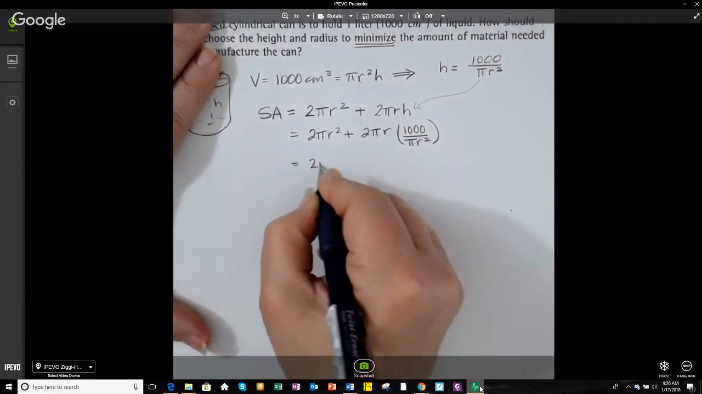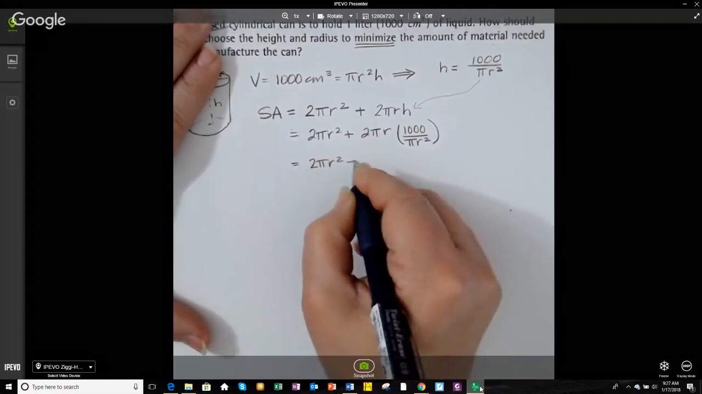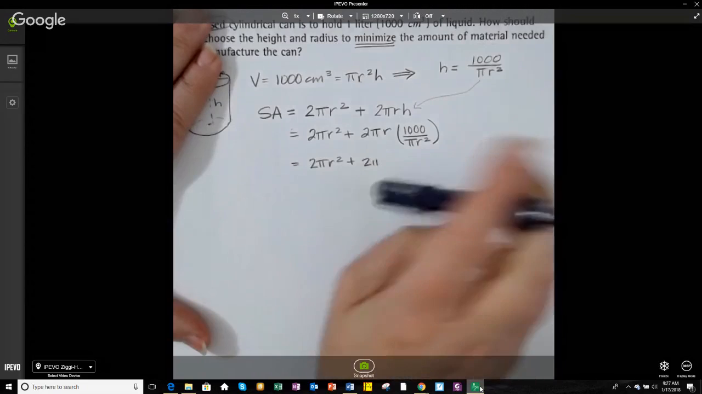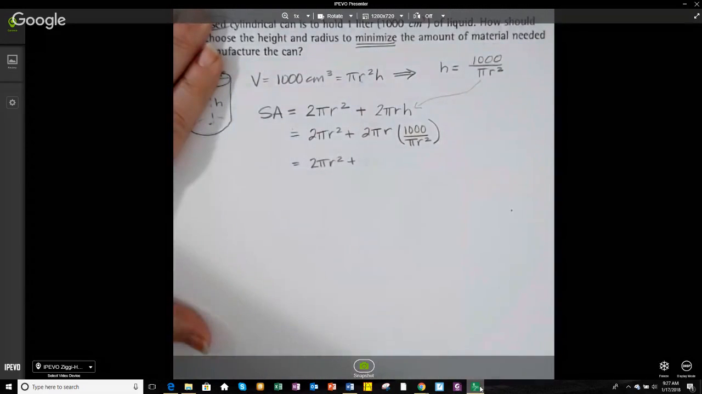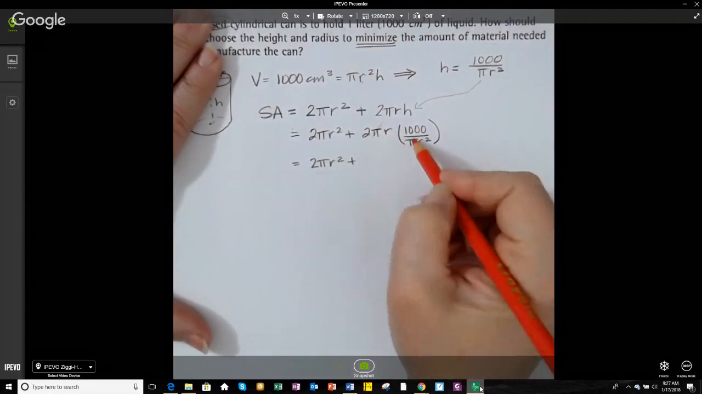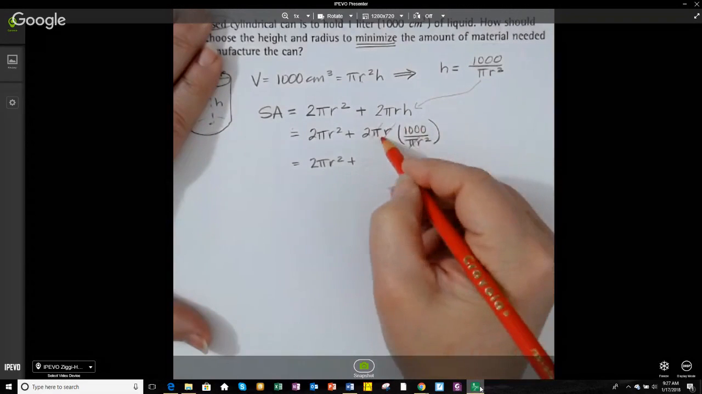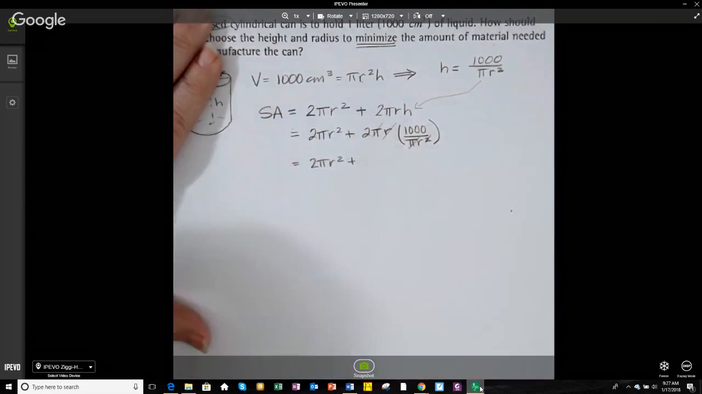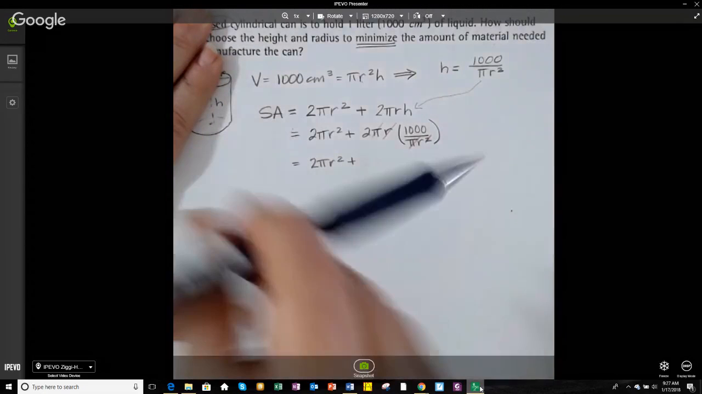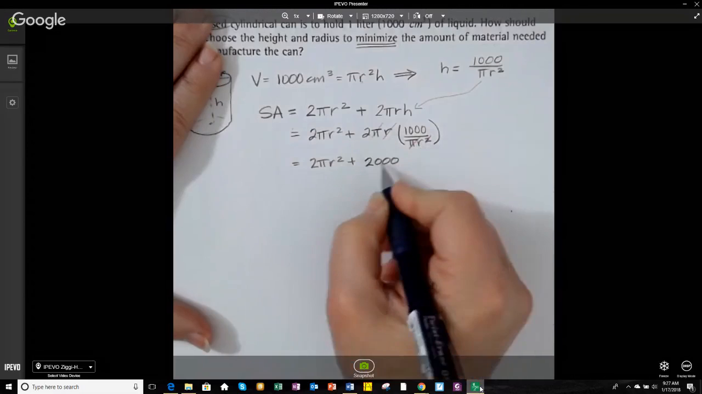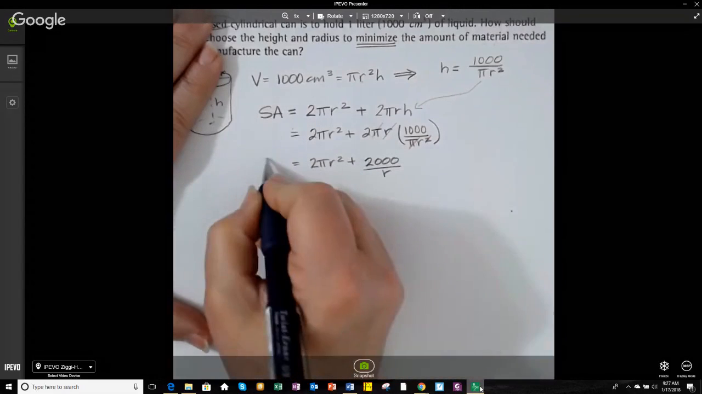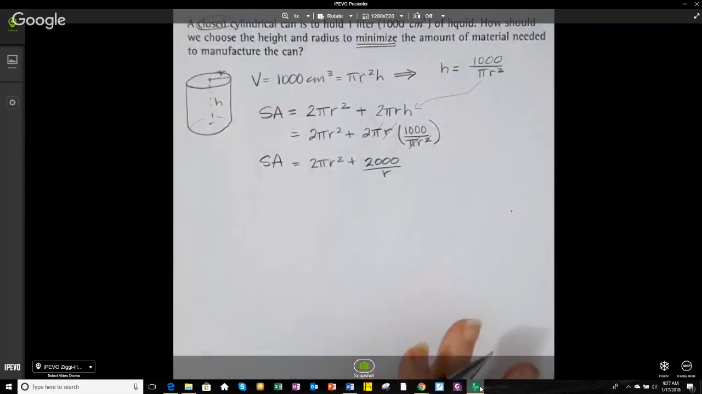We can say 2 pi r squared plus 2 pi. Well, what happens here before I simplify that? Can you see that a pi cancels and one of the r's cancels, which is really, really nice. And so we can say that this is 2,000 divided by r. So that's the surface area equation.